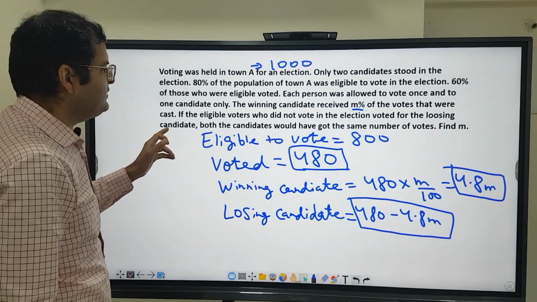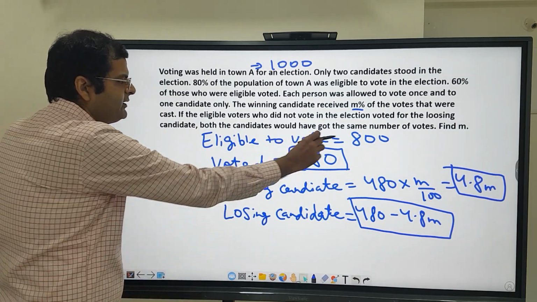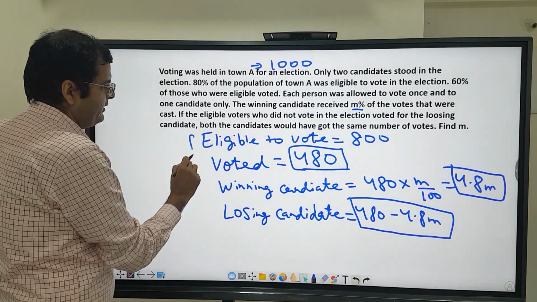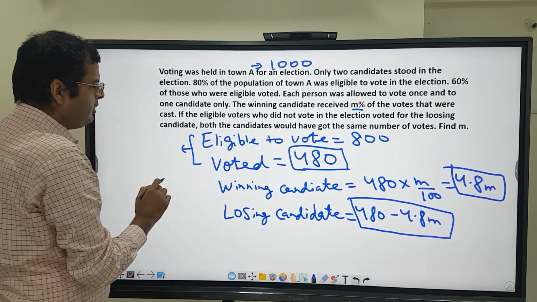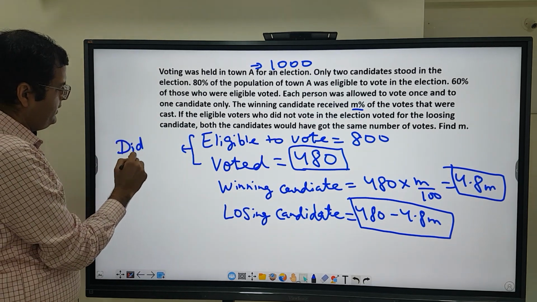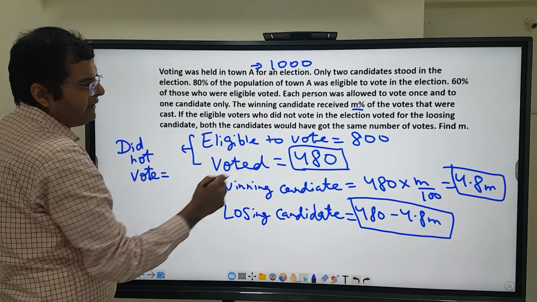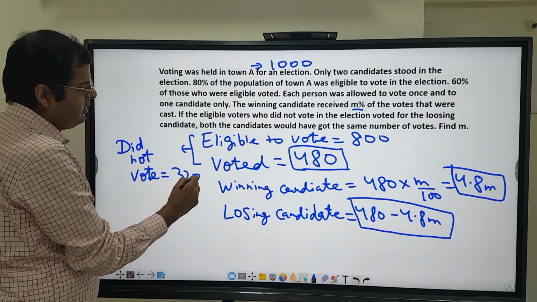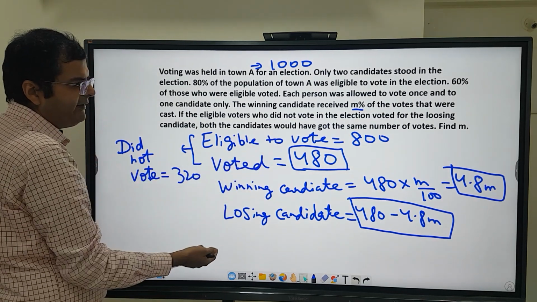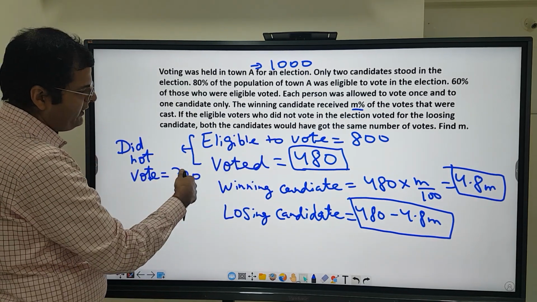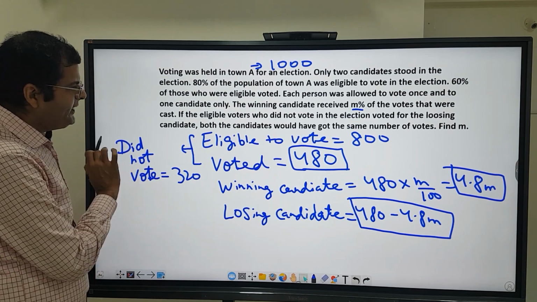Now it says if the eligible voters who did not vote in the election. So 800 were eligible voters, 480 voted, or 60% voted. So 40% did not vote. So how many did not vote? 40% of 800, which is 320. Also you could have done 800 minus 480, or 480 plus 320 will be 800. So 320 did not vote.